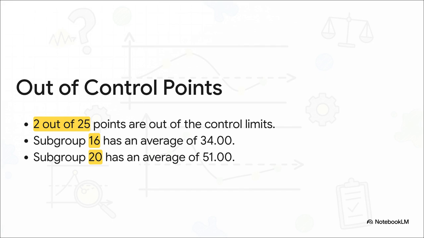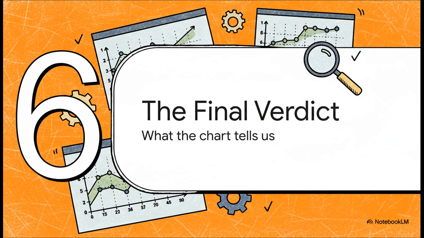These are the red flags we've been looking for. Those 2 points, they are signals. They are the scary blips on the heartbeat monitor. So, what's the final diagnosis for our process? What is this chart screaming at us?